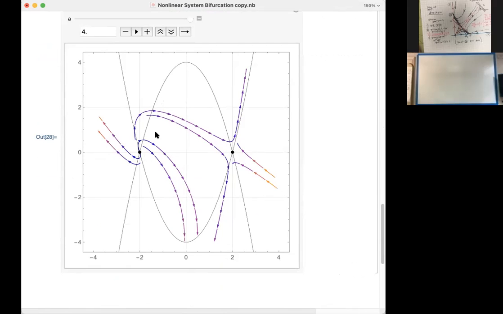Okay, notice by the way, that on the downward opening parabola, you are still crossing horizontally. And on the upward opening parabola, you are still crossing vertically. So those are the nullclines. That's a lot to examine. You gotta kind of play with that yourself. So that's on our website, you can play with that yourself.